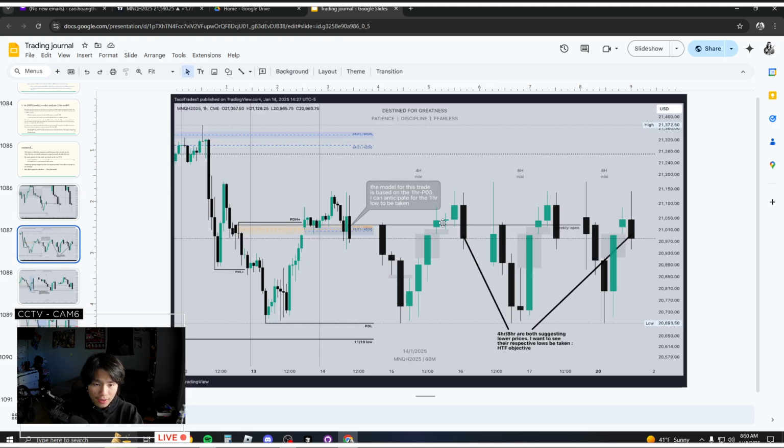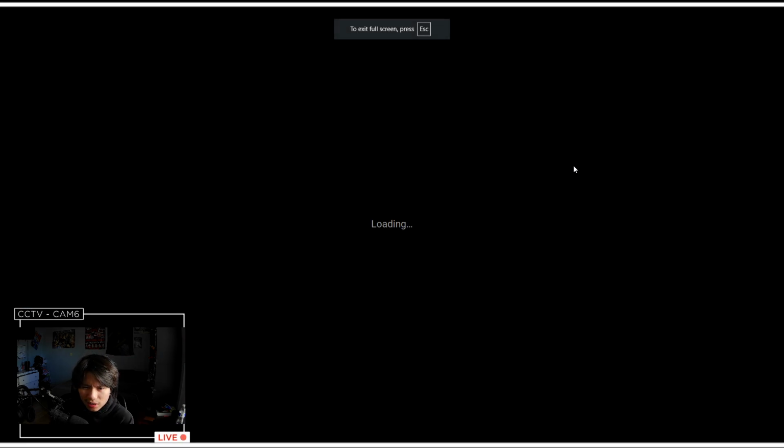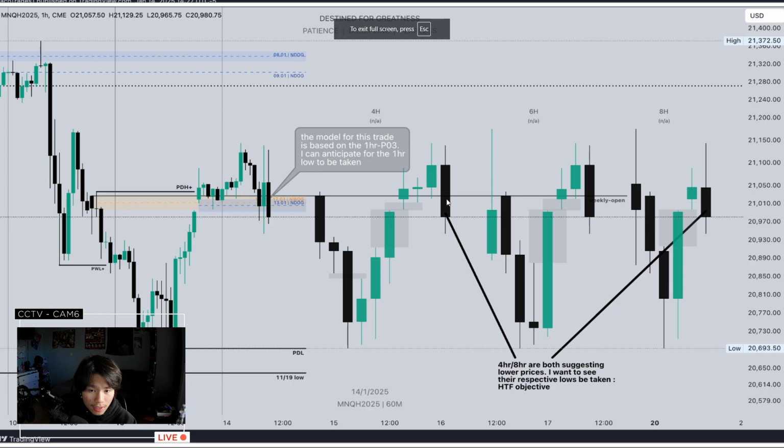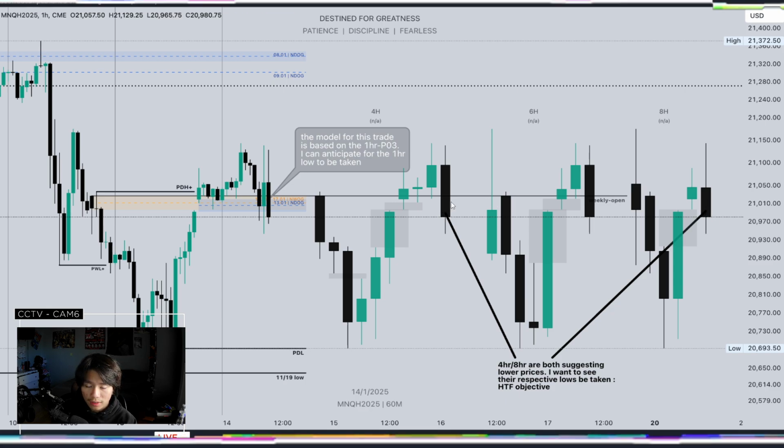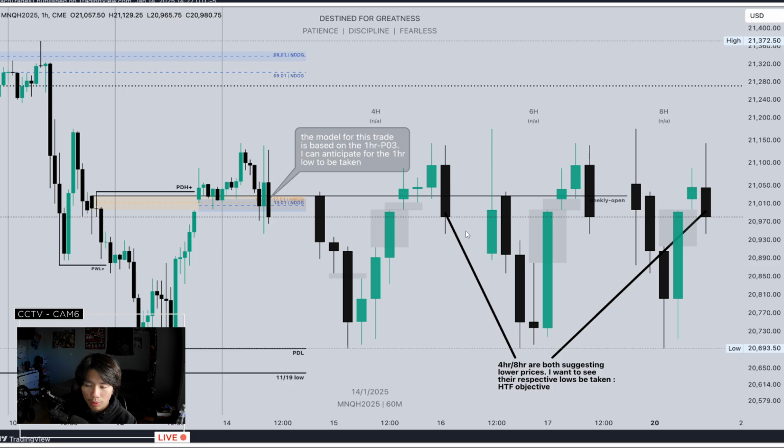The specific trade that I took today was based on how we closed on this 4-hour candle and this 8-hour candle. Just to make it a little bit closer, if you guys can follow my mouse, this is the 4-hour candle that we created during the morning session, and this 8-hour candle as well. Both of those candles are suggesting that we're most likely going to take out that 4-hour low and the 8-hour low. So my objective coming into that morning was for us to take out the 8-hour low and the 4-hour low, and that's my higher time frame objective.